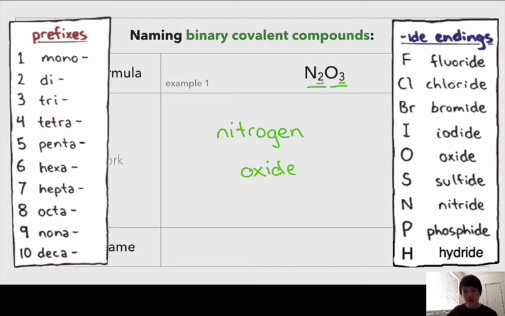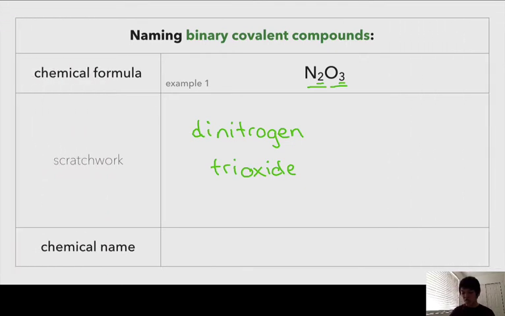Now we're going to add prefixes. How many nitrogens? 2 nitrogens. The prefix for 2 is di, so we're going to put di in front of nitrogen because there are 2 nitrogens. How many oxygens? There are 3 oxygens. The prefix for 3 is tri, so we're going to put tri in front of oxide because there are 3 oxygens. So the name really should just be dinitrogen trioxide. Is that really what it's supposed to be? Yes, perfect. Let's go ahead and go to our second example.